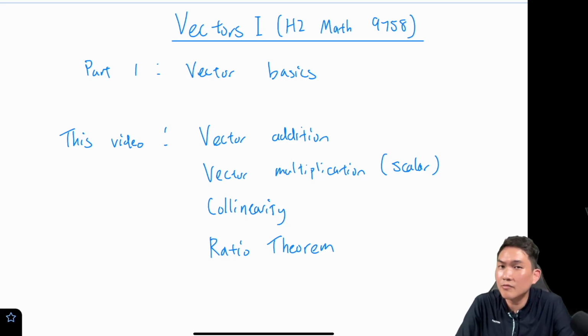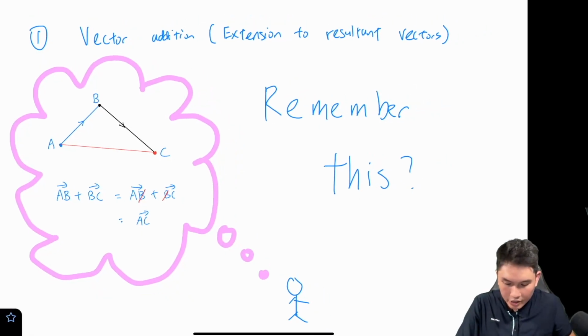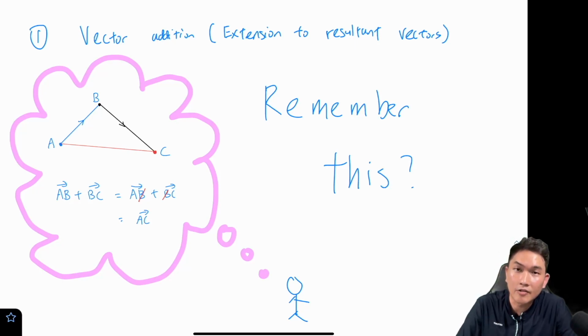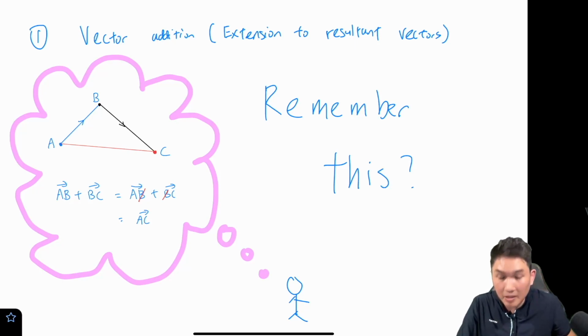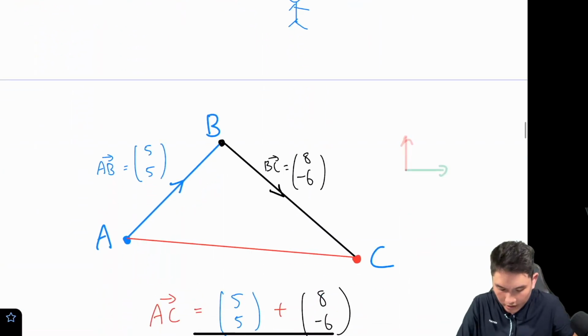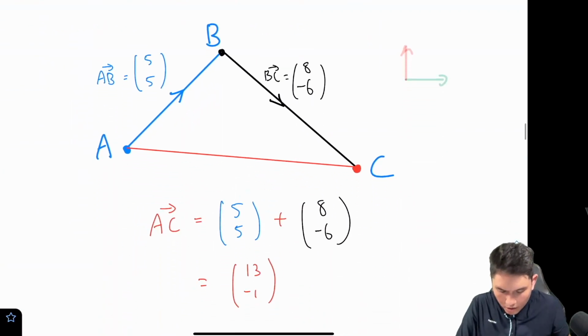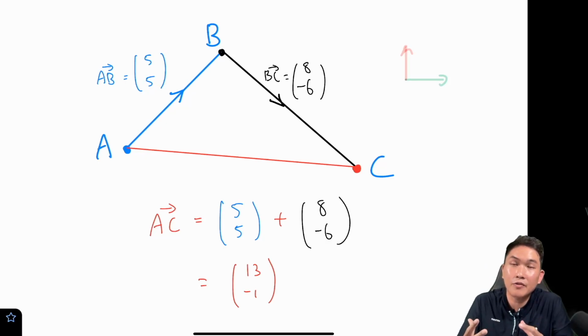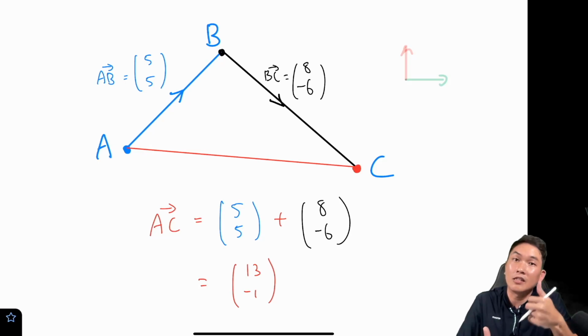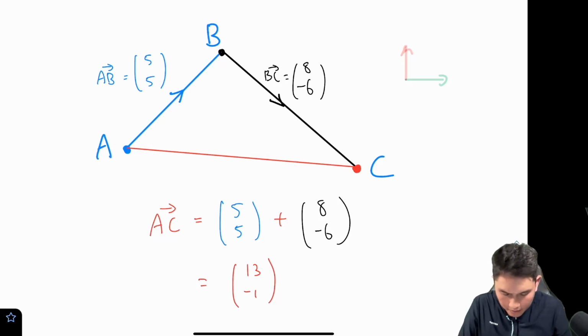So without further ado, vector addition really is just an extension to resultant vectors. Let's put some numbers into our resultant vector example. Imagine AB is 5i plus 5j. What that means is 5 units in the x direction and 5 units in the y direction. And BC is 8i, negative 6j.